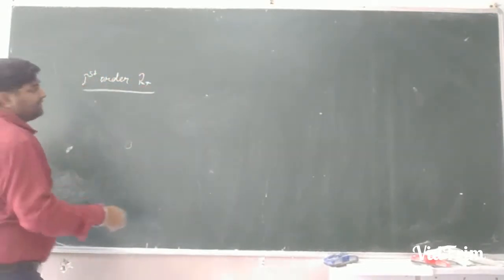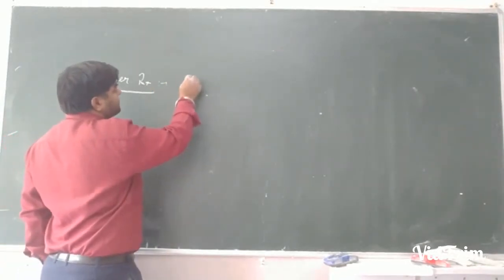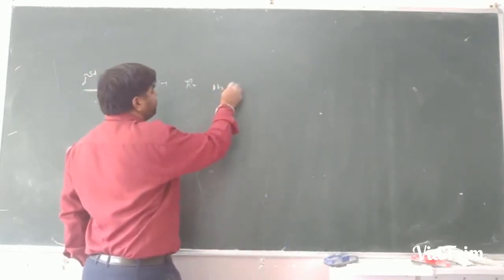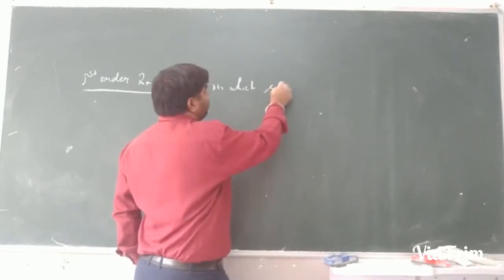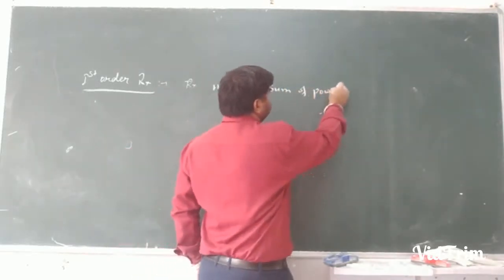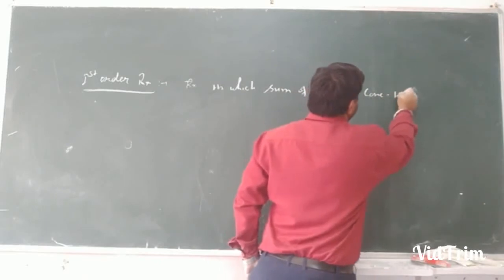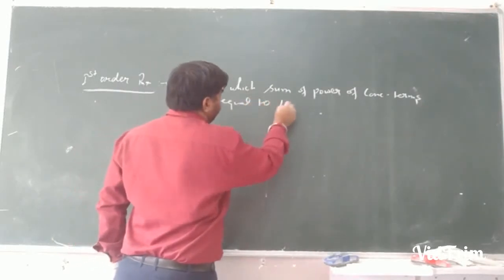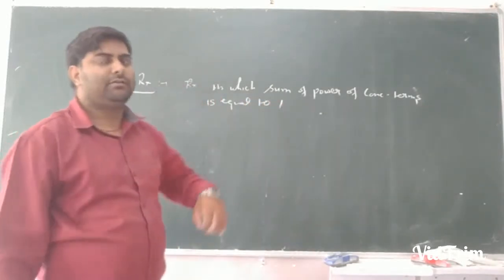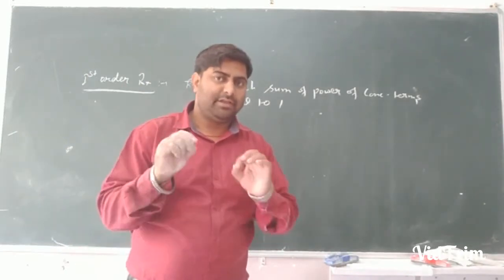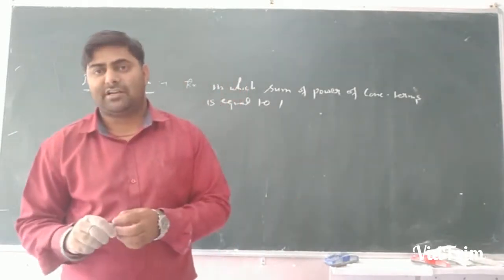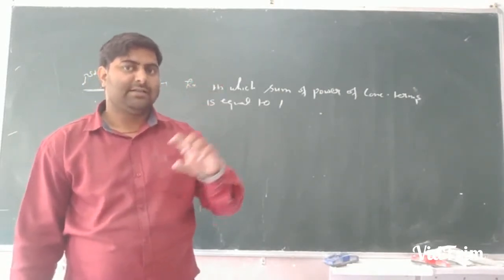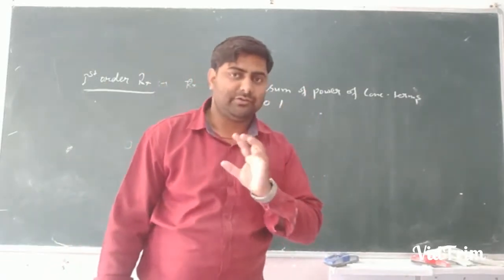First order reactions in which the sum of powers of concentration terms is equal to 1. It means these are those reactions in which the rate of the reaction depends on the concentration of one reacting species, or the sum of powers of the concentration terms in the rate law expression is unity.